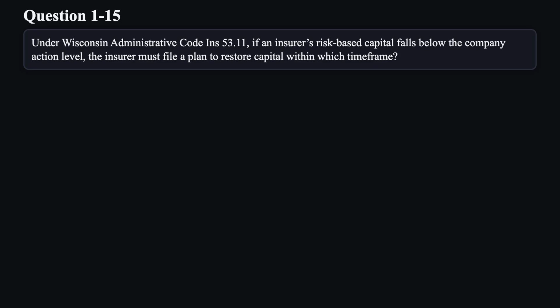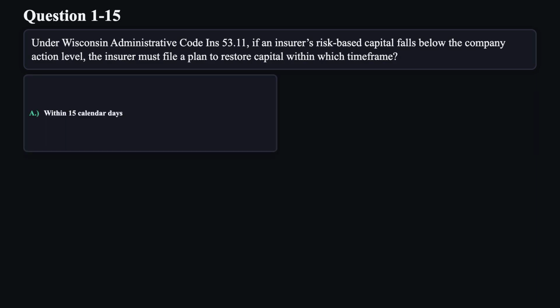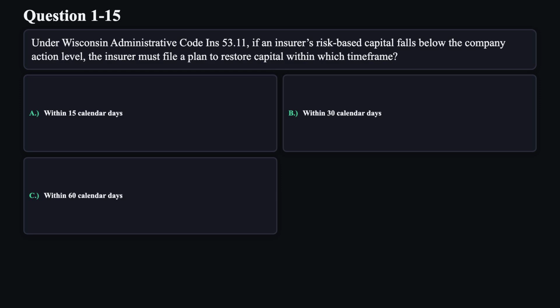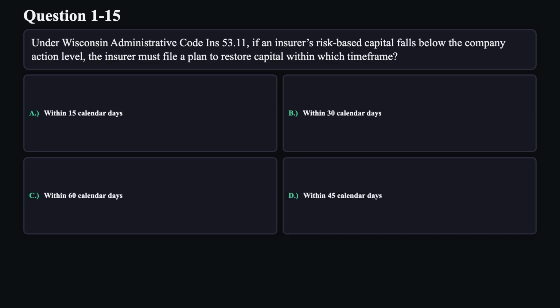Question 15. Under Wisconsin Administrative Code, INS 53.11, if an insurer's risk-based capital falls below the company action level, the insurer must file a plan to restore capital within which timeframe? A. Within 15 calendar days. B. Within 30 calendar days. C. Within 60 calendar days. D. Within 45 calendar days.